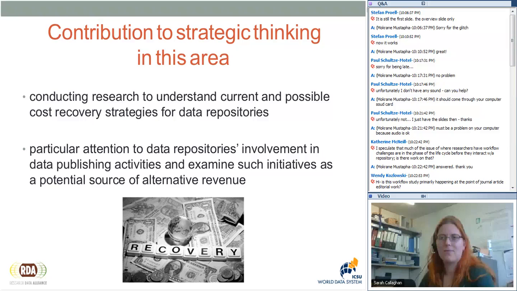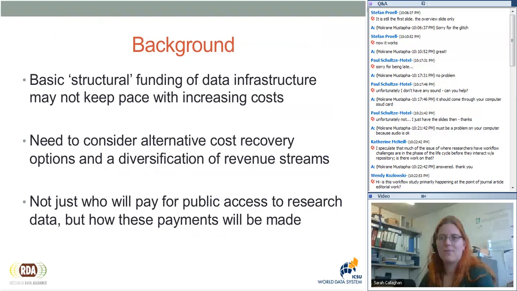So nevertheless, within the broader umbrella, we want to include within that this consideration of involvement in data publishing activities, and to examine whether there are new opportunities for expanding business models in that direction. But that's not the whole of the study which we'll be undertaking.